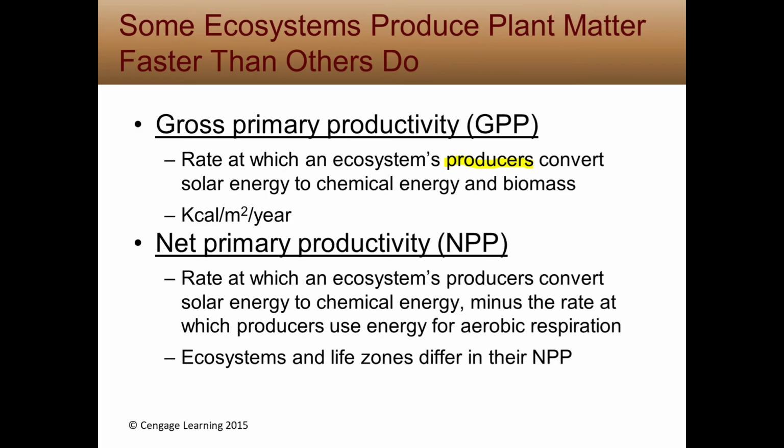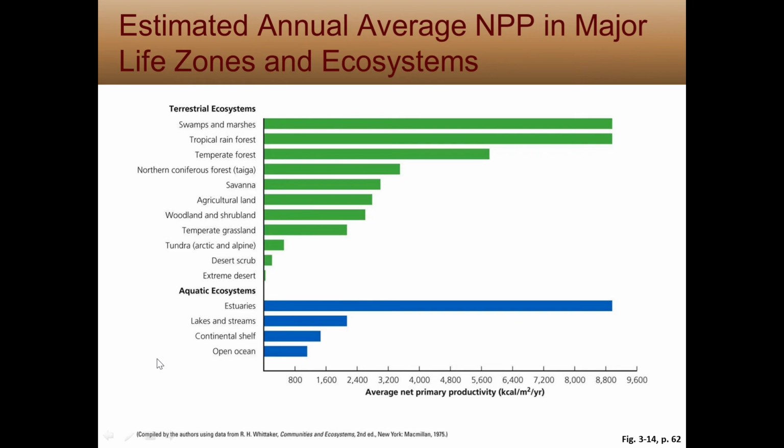So if you look at the last slide for today, this reinforces what we talked about. Look down here at open ocean. Look at how low net primary productivity is. Ooh, swamps and marshes. I was wrong. Well, they're about the same as tropical rainforest. Desert, scrub, tundra, those all have really low primary productivities.